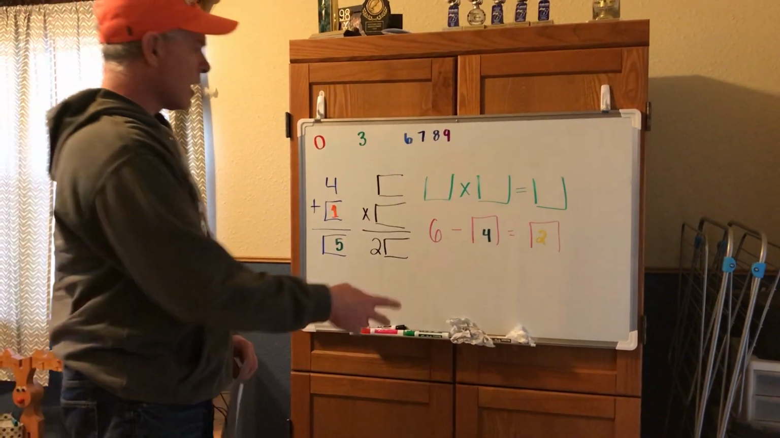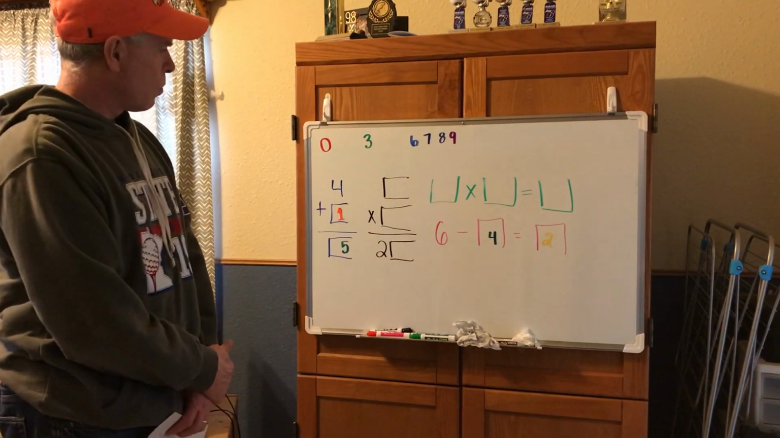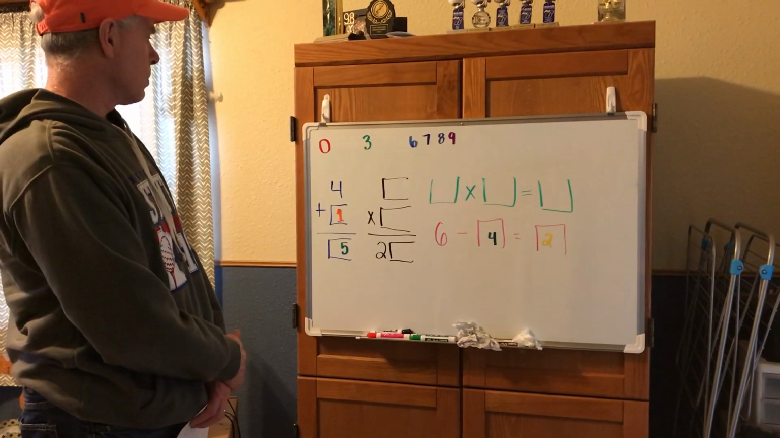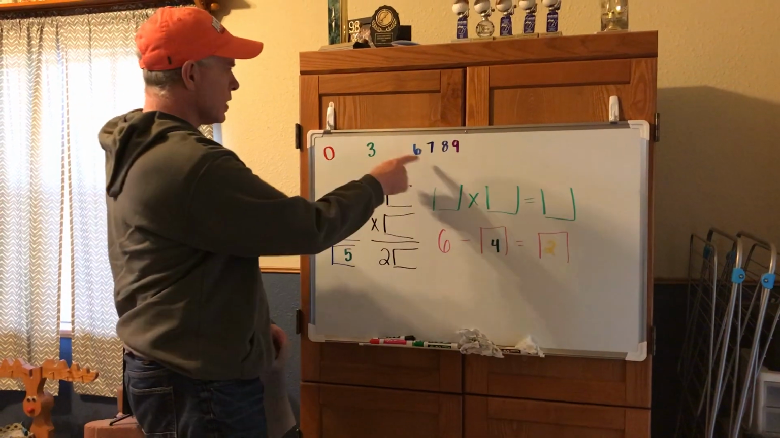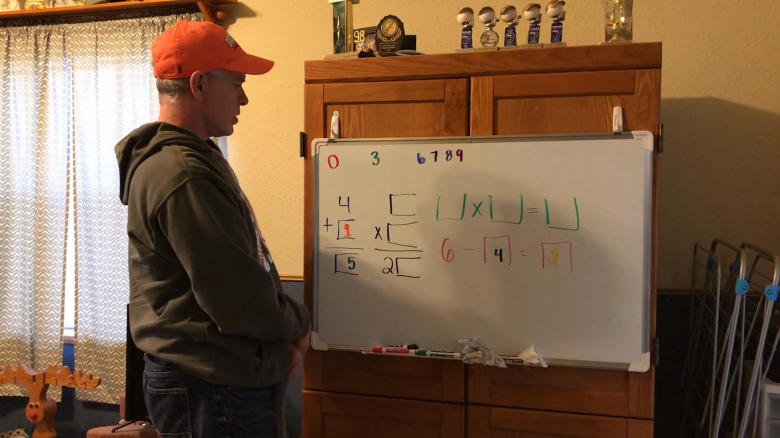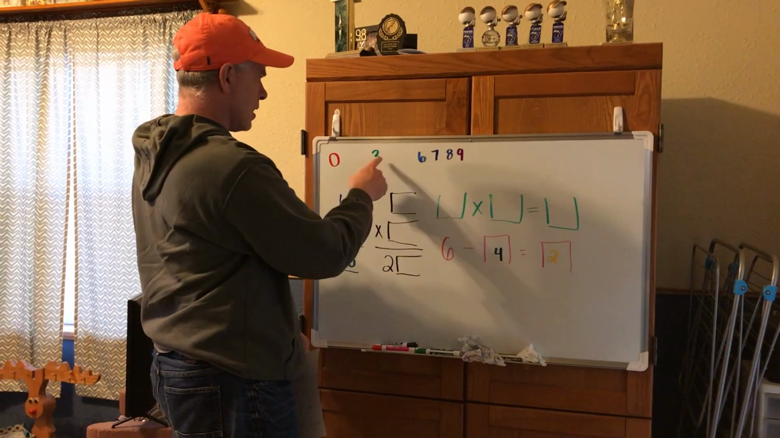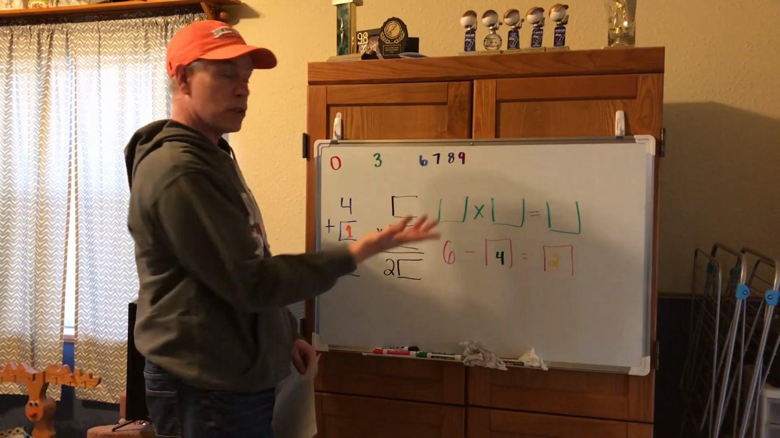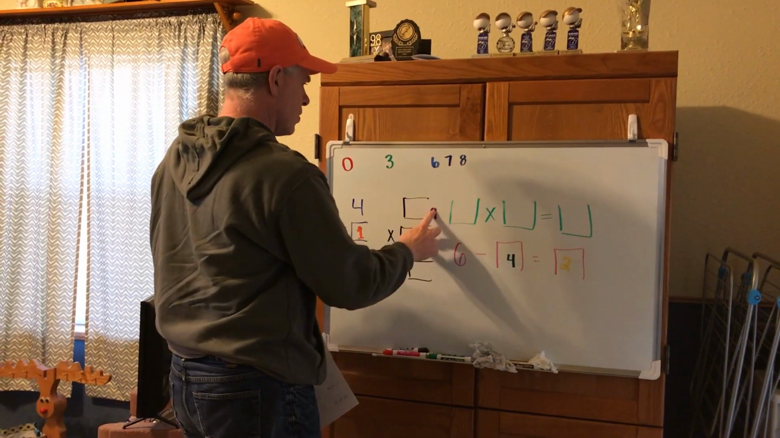The next thing I would look at is over here, where I'm multiplying and getting 20 something. Well, of course, 6 times 3 is 18. That's not going to work. 7 times 3 is 21. 8 times 3 is 24. 9 times 3 is 27. That's the only option I have here, you guys.